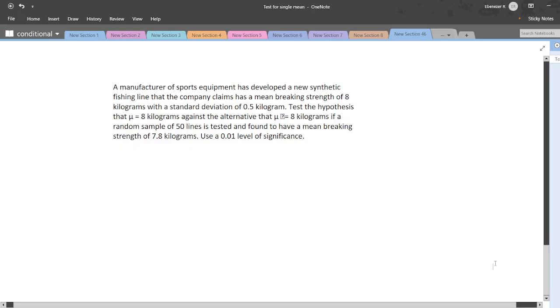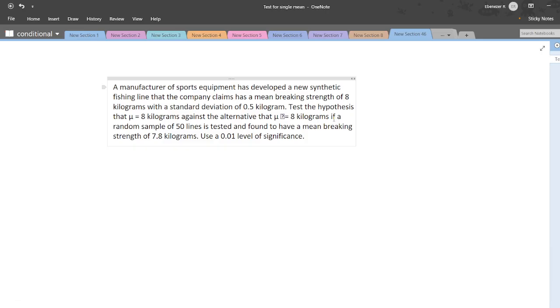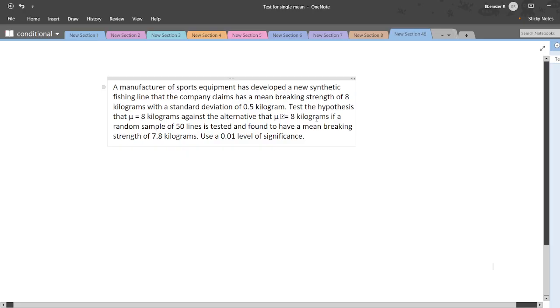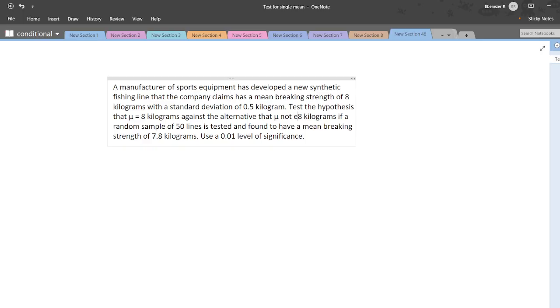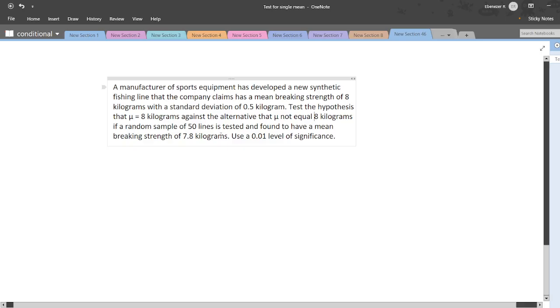Given that a manufacturing sports company has developed a new synthetic fishing line that the company claims has a mean strength of 8 kilograms with a standard deviation of 0.5 kilograms. Test the hypothesis that mu equal to 8 kilograms against the hypothesis that mu not equal to 8 kilograms. If a random sample of 50 lines is chosen, tested and found a mean breaking strength of 7.8 kg.